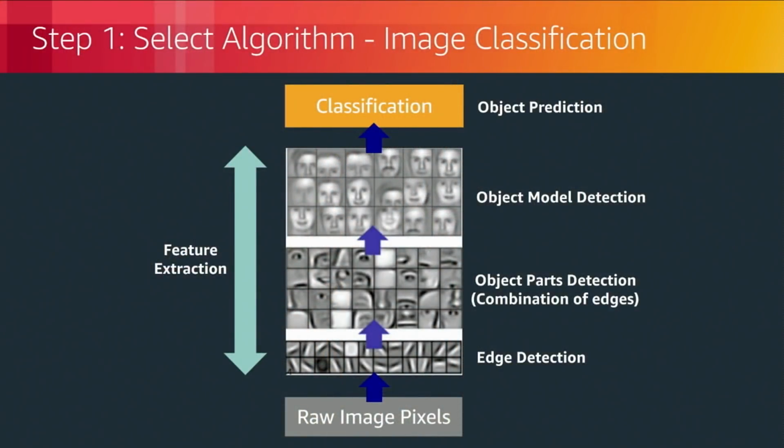The first thing you'll do is select an algorithm. Actually, the first thing you'll do is decide to use SageMaker. But after that, the first thing you'll do is select an algorithm. Now, we've got an object detection and an image classification, both of which would work. I'm going to use the image classification in this case.